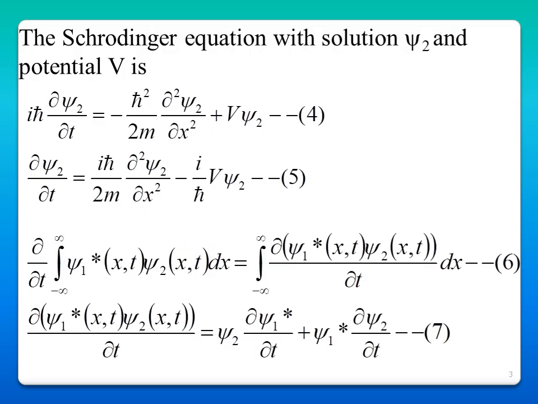So the Schrödinger equation with solution ψ2 and the potential V is iħ ∂ψ2/∂t equals minus ħ² divided by 2m ∂²ψ2/∂x² plus Vψ2. So ∂ψ2/∂t is equal to iħ/2m ∂²ψ2/∂x² minus i/ħ Vψ2.